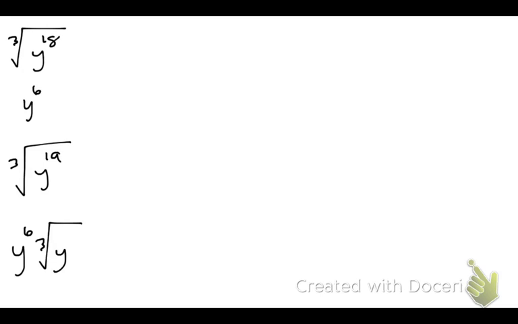Let's try one more like that. The fourth root of z to the 8th. Well, that would just be z squared, because 4 goes into 8 twice. Take this one step further.